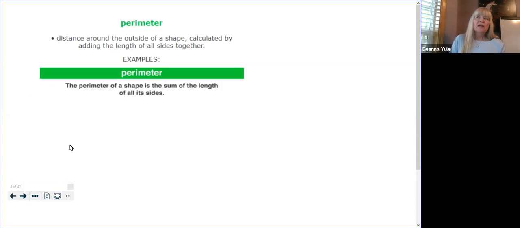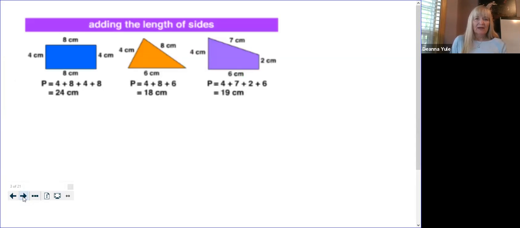So when I think about perimeter, I always tell people it's how far I would travel if I were a tiny ant crawling all the way around the edges of an object. So really all you have to do is add up all the sides. The definition for perimeter is the distance around the outside of a shape, calculated by adding the sides together, pretty much what we just said. And when I find the perimeter, I'm going to find the sum. Sum is a fancy word for saying add them all up in math.